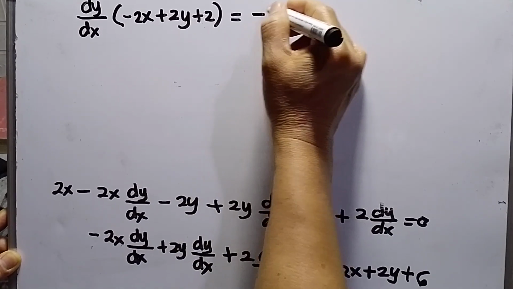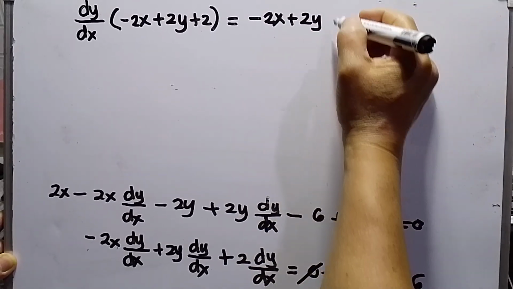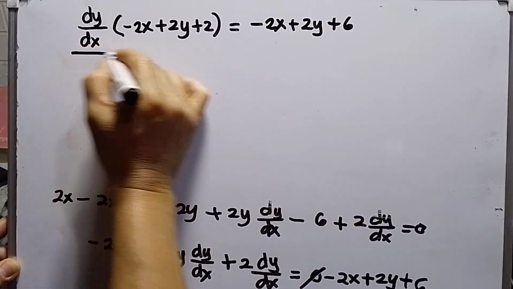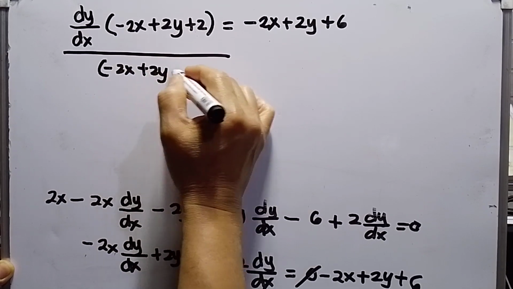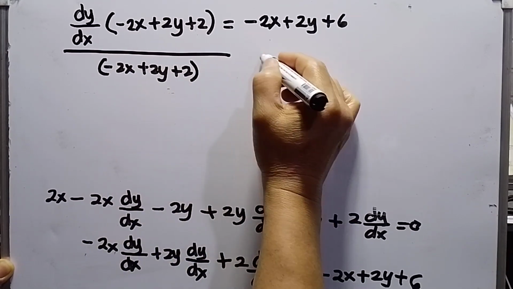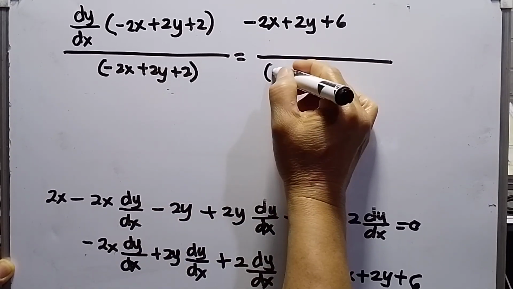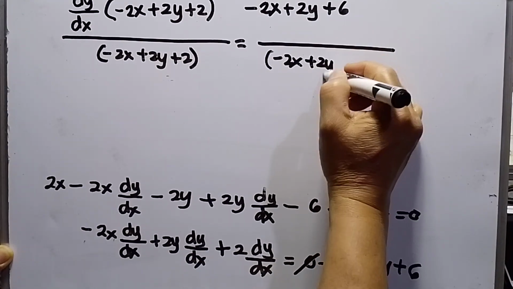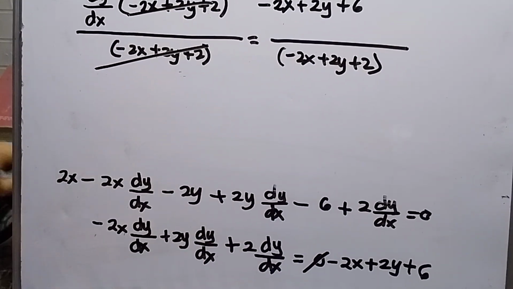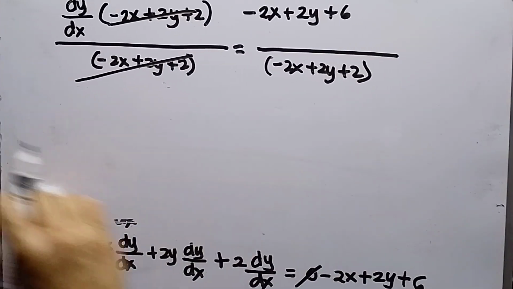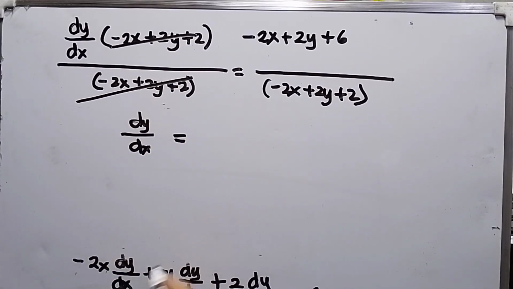This will be minus 2x plus 2y plus 6. Then need to divide both sides by negative 2x plus 2y plus 2. Sorry, this will be equal to negative 2x plus 2y plus 6 over negative 2x plus 2y plus 2. Close. So this will be crossed out. So I can solve now dy dx. So dy over dx. Okay?